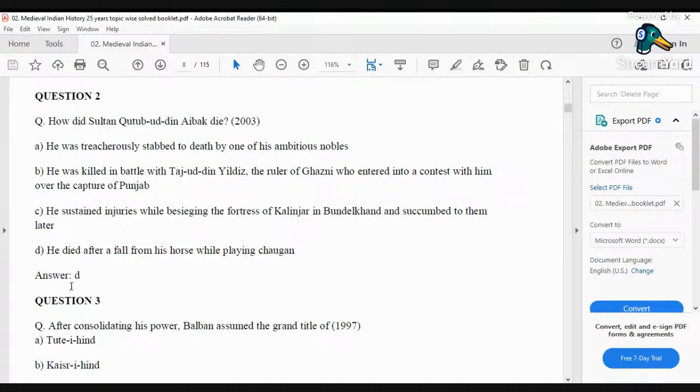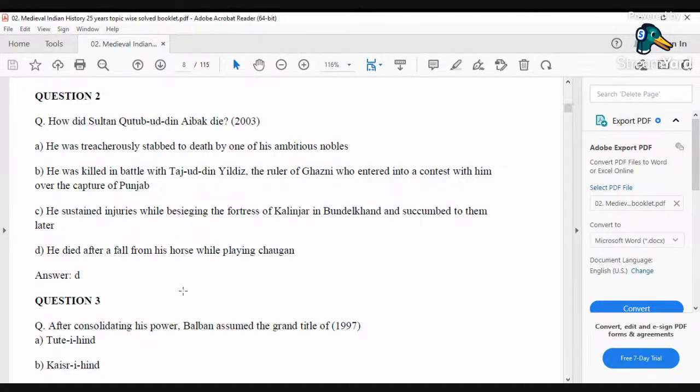And the correct answer is option D. That is, he died after a fall from his horse while playing Chaugan. If you are wondering what Chaugan is, it is a game. You can say it is polo. You must have heard of polo. Polo is the advanced form of Chaugan. And the game of polo is said to have been invented in India.